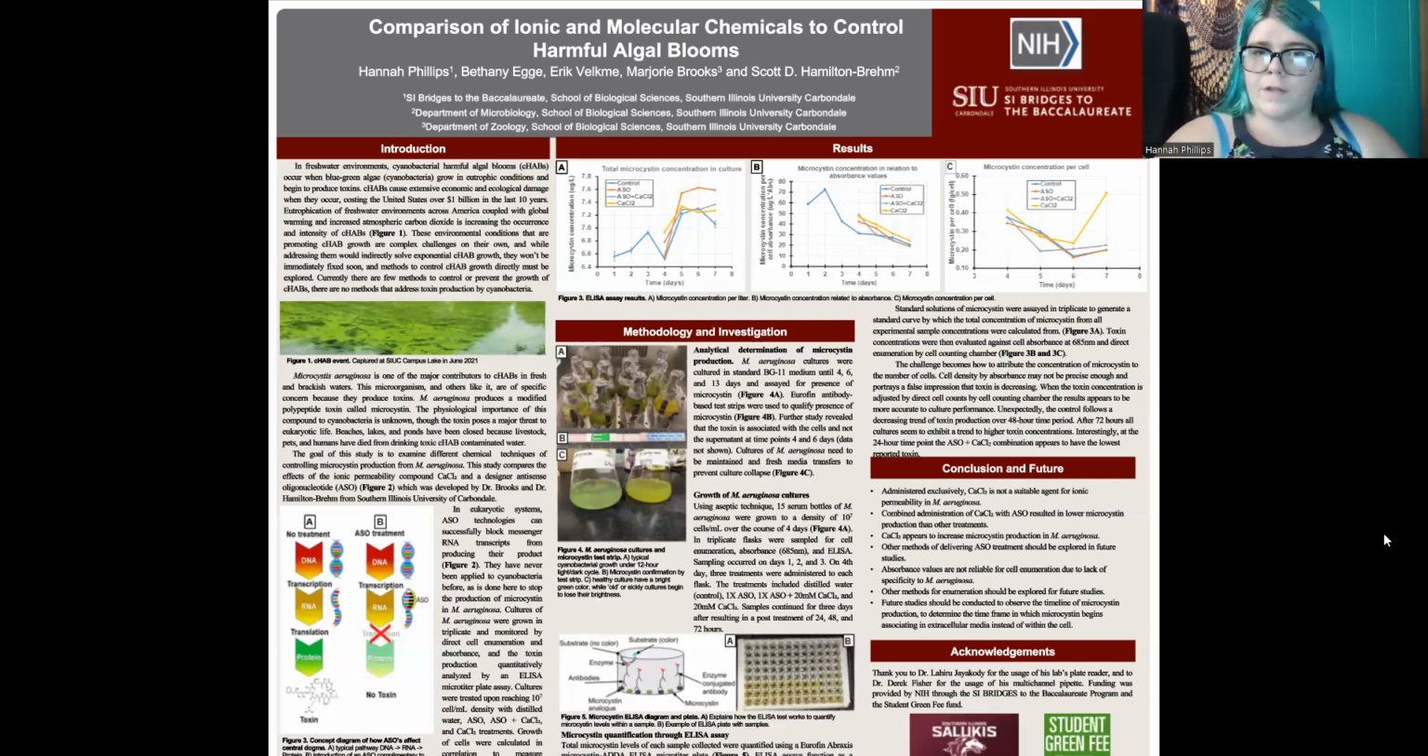We also discovered that the absorbance values are just not specific enough to the cells in order to relate an accurate count. They just are not specific enough to Microcystis aeruginosa. Further studies should be conducted to observe the timeline of microcystin production in order to observe the time frame in which microcystin begins being produced in the extracellular media instead of just within the cell.